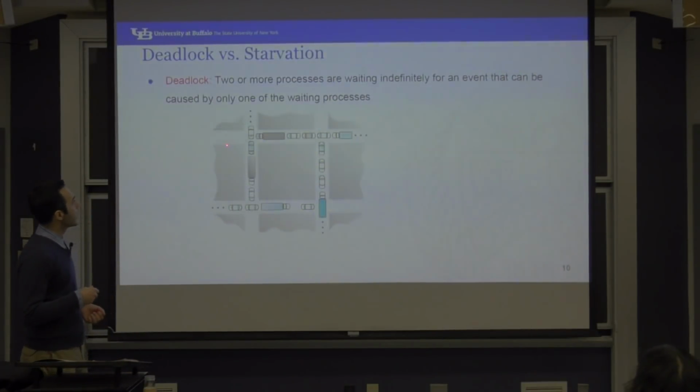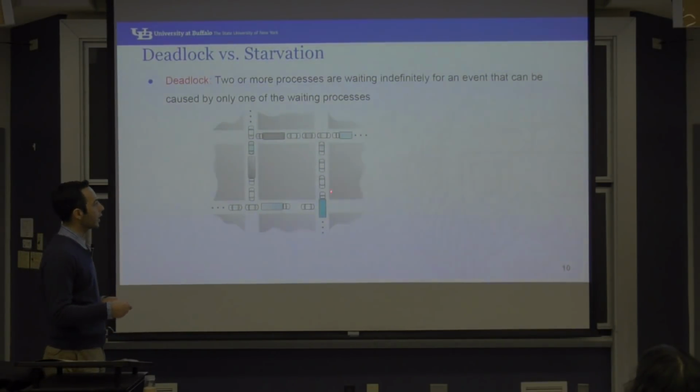A deadlock, in terms of the definition, is when two or more processes are waiting indefinitely for an event that can be caused by only one of the waiting processes, right? Again, another example, around the block this time, okay?